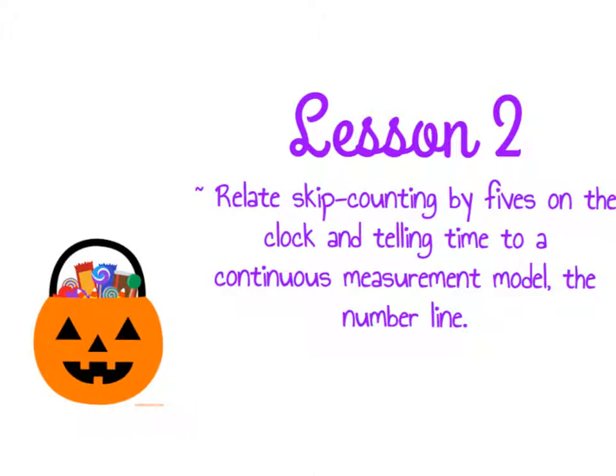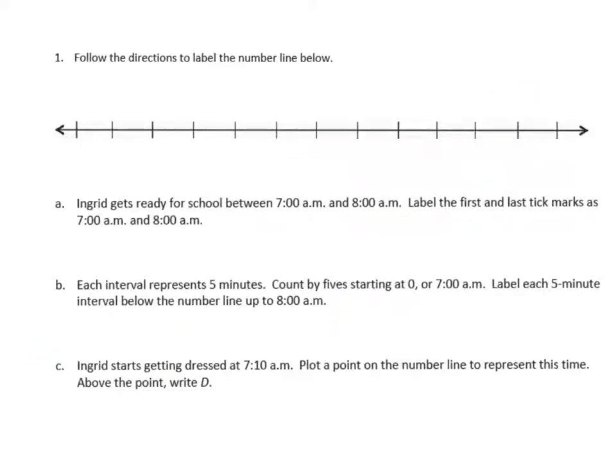Good morning. Today we are going to work on lesson 2. We are going to relate skip counting by fives on the clock and telling time to a continuous measurement model, the number line. Let's take a look at our problem set.